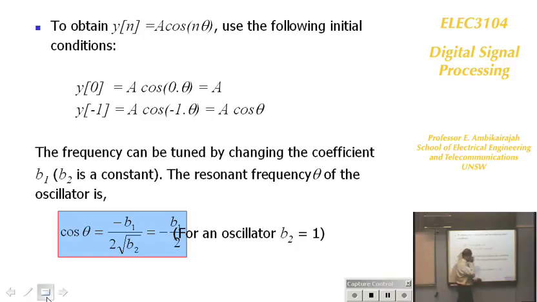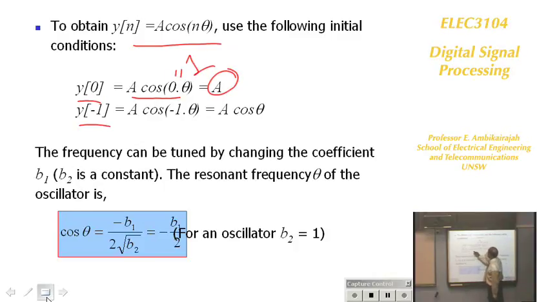So how do you get the initial condition? Let's say this is my oscillator. I say my y0 is a cos theta naught, that's a, and y minus 1 is a cos theta. I know theta, I know what frequency I want to oscillate.